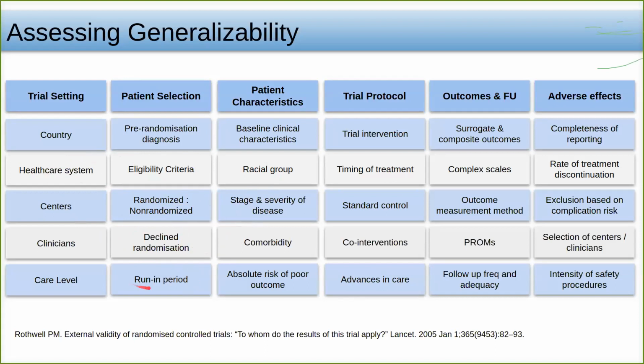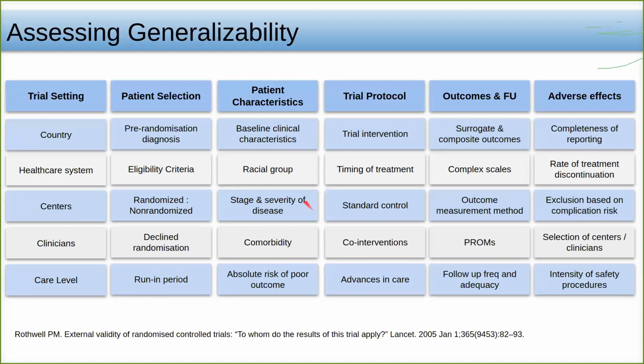Run-in periods are often seen in drug trials, and they are also a source of bias, because run-in periods result in exclusion of patients who have serious adverse effects from the drug. This might be ethically correct, but as a result of this, the generalizability of the trial in your population becomes difficult, because you cannot do a run-in period for your populations.